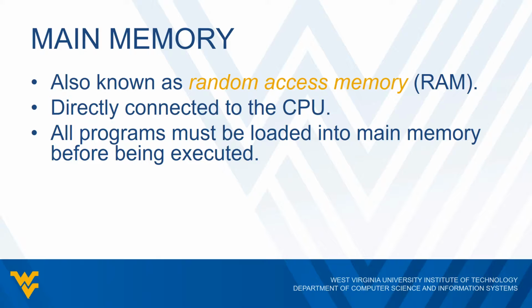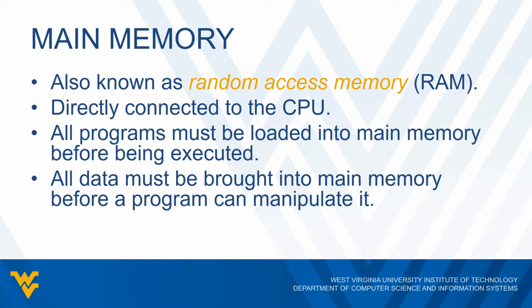So not only do programs have to go through the main memory, but all the data has to be brought into the main memory before the program can make any changes to it. So for example, if you have a file and you want to make changes to it, it has to be loaded to the main memory first, and then data gets sent back and forth between the CPU and the file in the memory, and then that file gets sent back to wherever you have it stored. So everything has to go through the main memory before you can actually do anything with it.